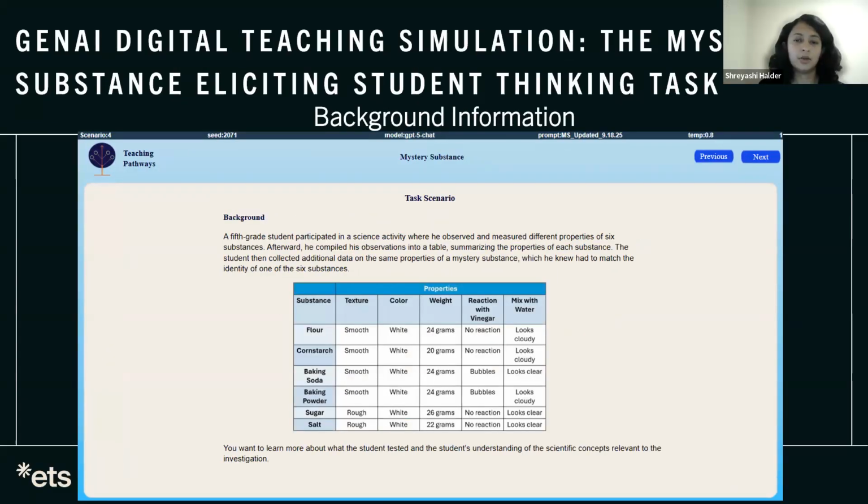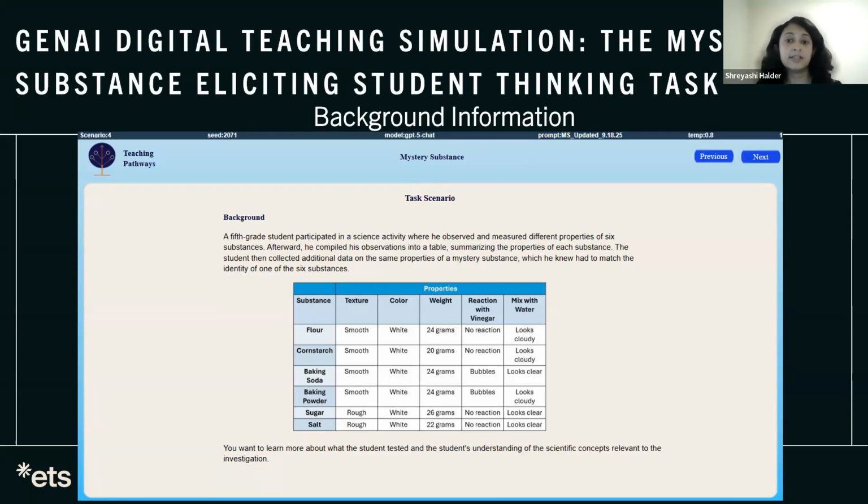Okay. So this screenshot shows the next scene inside the interface through which participants engaged with the simulation. This scene includes the background description of what the student has done before this simulation. The setting is a 5th grade classroom where the student completed an investigation to observe and measure 5 properties of 6 different known substances, which includes a data table for this initial investigation.